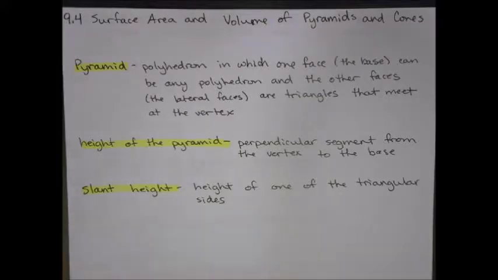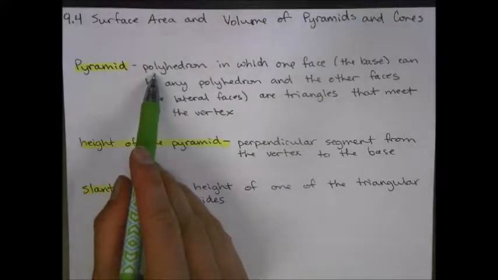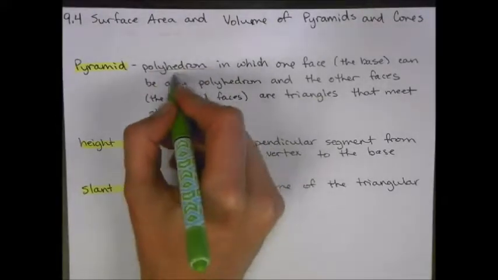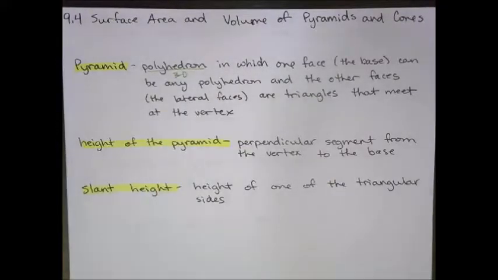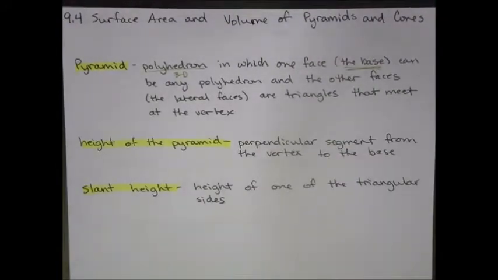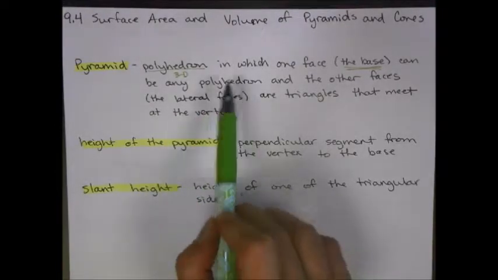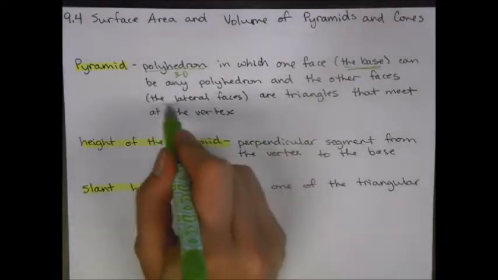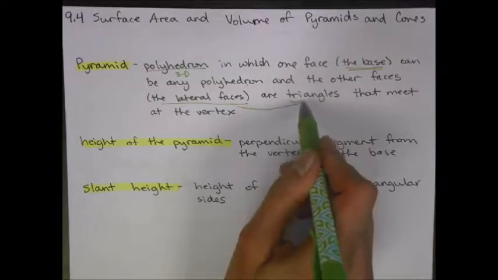A pyramid is a polyhedron. Remember, polyhedron just means a 3D shape made of polygons in which one face, the base, can be anything, and the other faces are triangles that meet at the vertex.